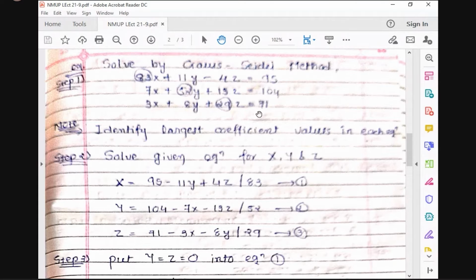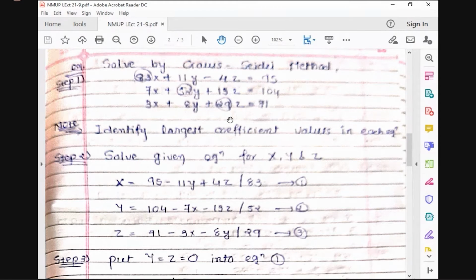Now what do we have to do? We have to find the largest coefficient of x out of these three. Which one is the maximum? 83, so I have marked it with a circle. Same way, in the second column, we have to find the largest coefficient of y. 52 is the largest one, so I have marked it with a circle. And in the third column, 4, 13 and 29 are there. Out of these three, 29 is the largest one, so I marked it with a circle.